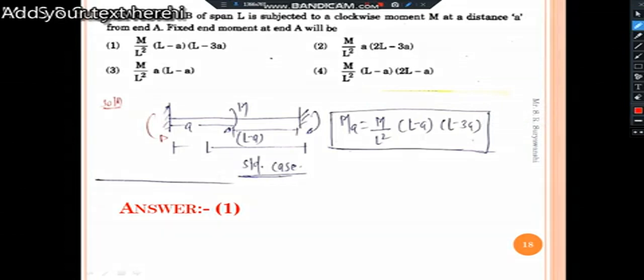So again, this is the standard case. Fixed beam AB of span L. It's subjected to clockwise moment M at a distance A from end A. Fixed end moment at end A will be. So fixed beam is there. So moment at a distance small a from left support, and we have asked to find out the fixed end moment at A. Is given by M by L square in bracket L minus A in other bracket L minus 3A. So this is the standard case for fixed end moment that we have to remember. So the answer is option 1 is the answer.